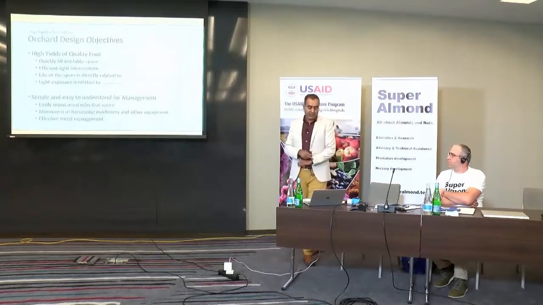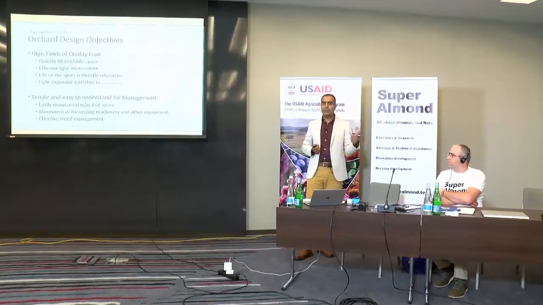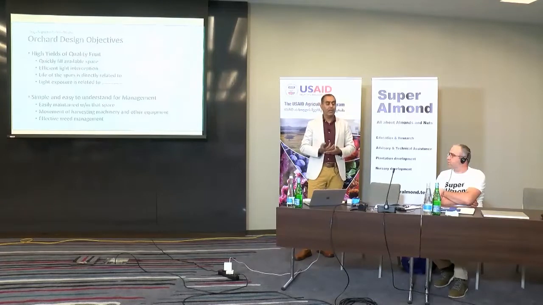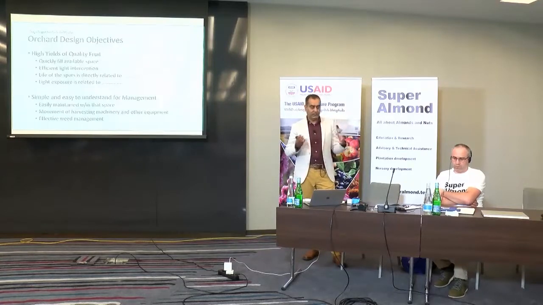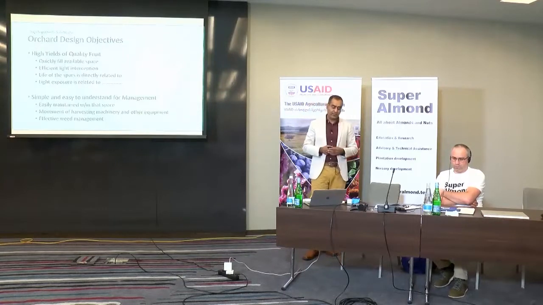So let's go back to the orchard design objectives. The objectives that we have when we are planning and designing an orchard is, we want high yield of quality fruit. For that, we need the trees to quickly fill the available space. We want efficient light interception.